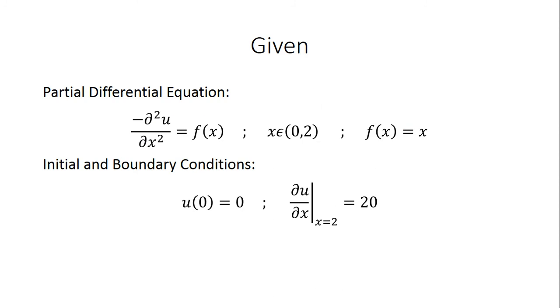We are given a partial differential equation, which is the negative second partial derivative of u with respect to x equals f of x, and in this case f of x is equal to x, and x goes from 0 to 2. You're also given some initial and boundary conditions.